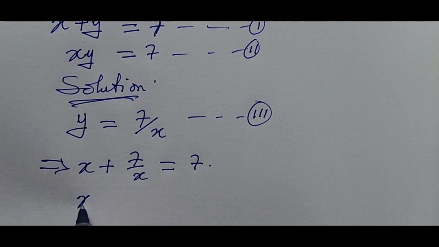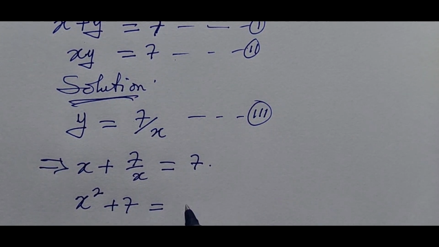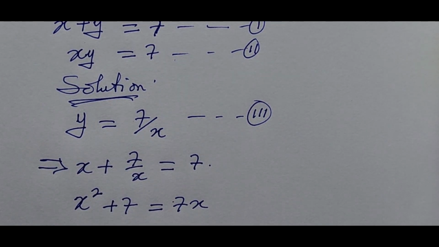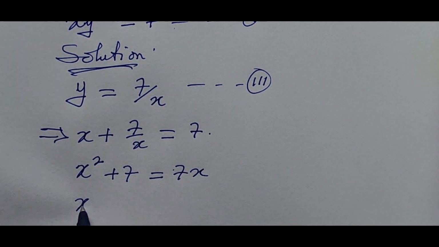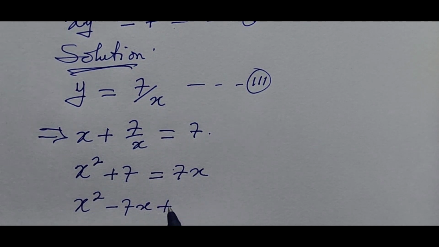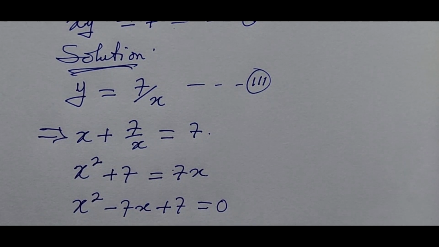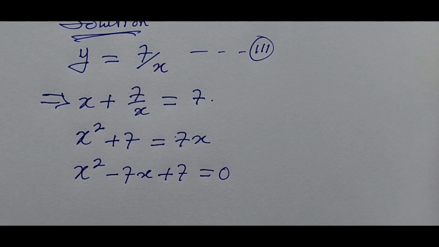So we're going to have x to the power of 2 plus 7 equal to 7x. We just have to rearrange it. We're going to have x to the power of 2 minus 7x plus 7 equal to 0. This is a quadratic equation. We just have to solve using the quadratic formula.